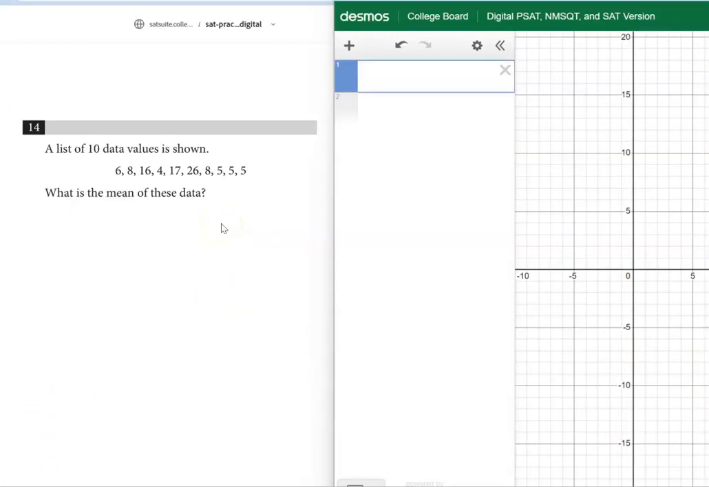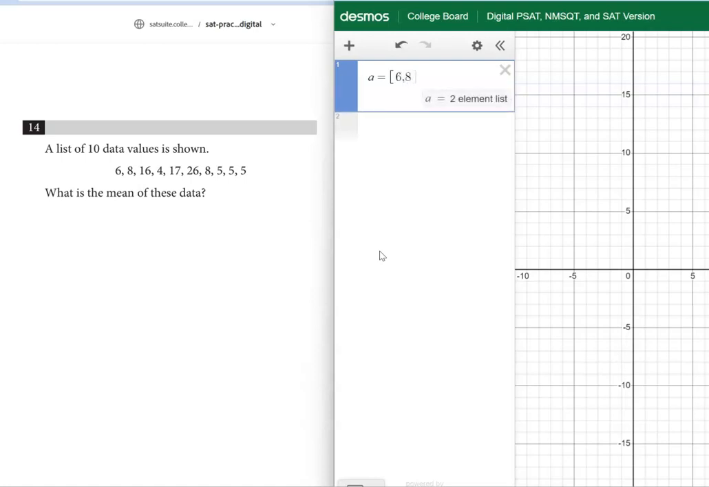The next item we're looking at is item number 14, and this is located on page 47 of the test. We are given a list of values, and we are to determine the mean of this set of data. And so to do that, we're going to write a list in Desmos. To do that, you choose a letter. I'm going to choose lowercase a, but you can choose any letter that you want of the alphabet. And then you're going to use a square bracket, and then you're going to type in these values.